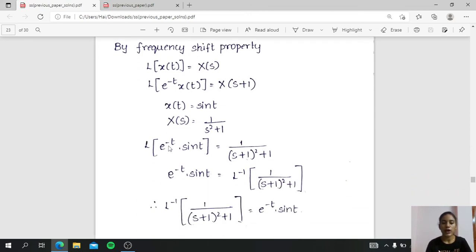So here you had a shift, that is, the Laplace transform of e power minus t into sine t will be 1 by s plus 1 whole square plus 1. The asked question is the inverse Laplace transform of this. So this is the required answer.